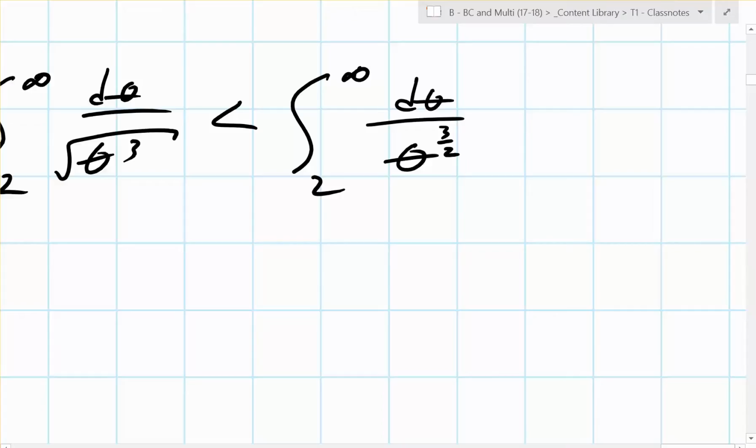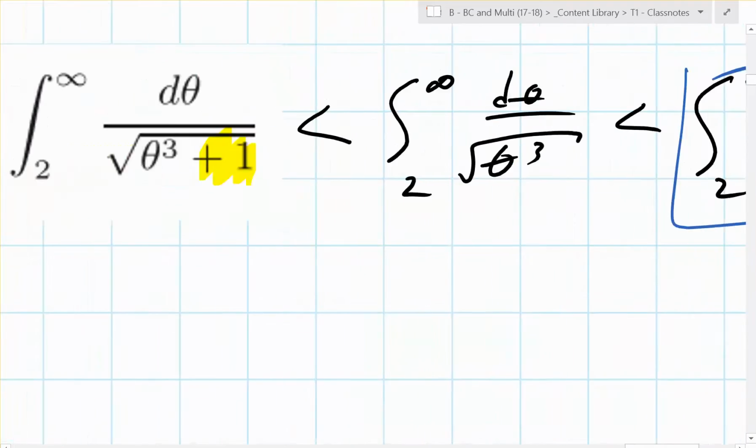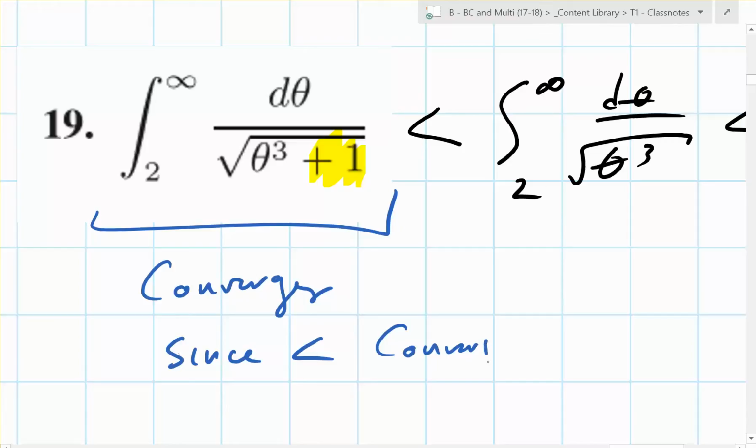You can integrate this out. So you know that this converges. Why? Since 3/2 is greater than 1, that would be totally fine for you to write on a test for me. You've identified the key thing that has to be greater than 1. The terms get smaller and they are positive, so you can use this integral test. So if that converges, what does this have to do? Converges since less than converges. That would be enough. I'm okay with that.